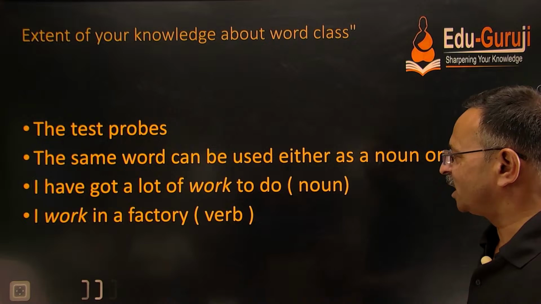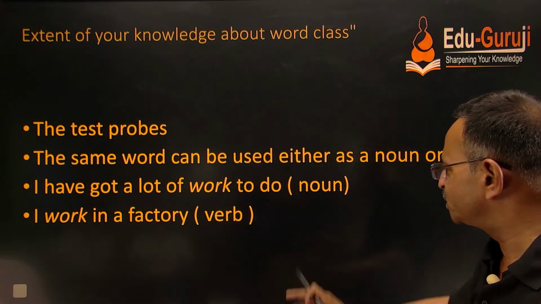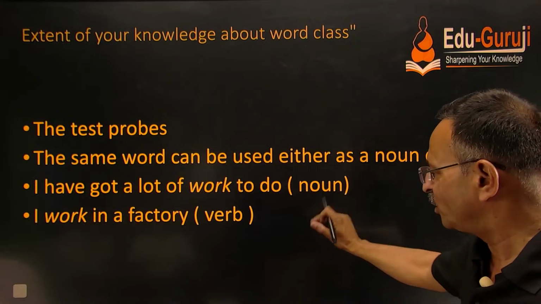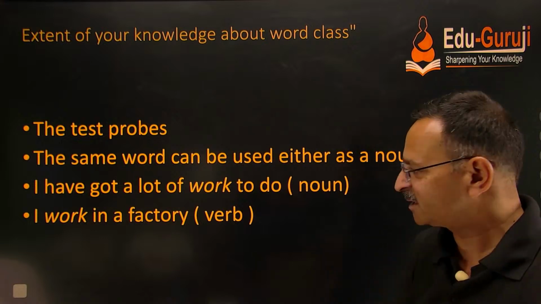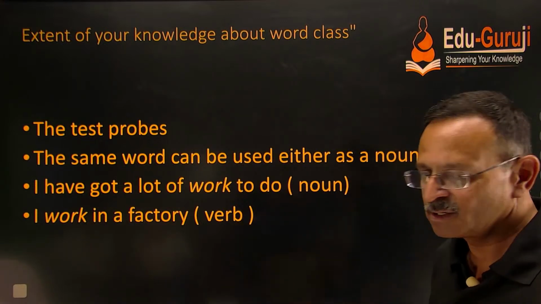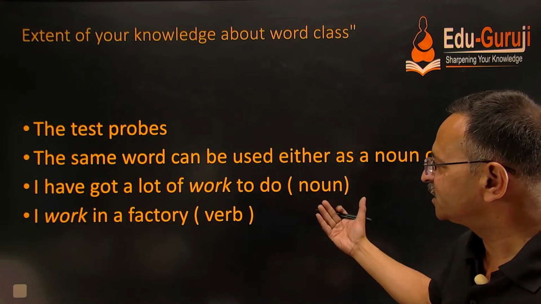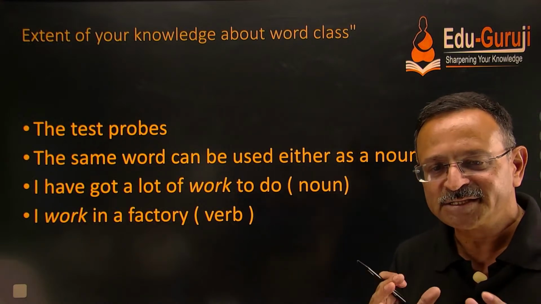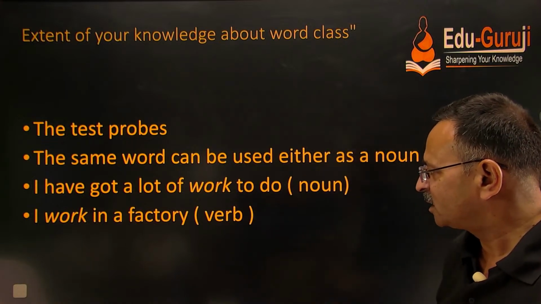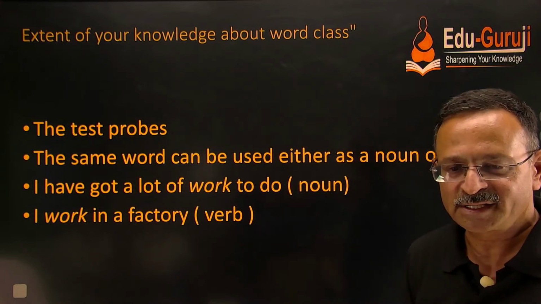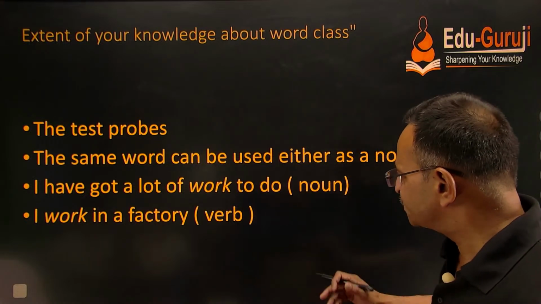It can be used as a noun, just like in "I have got work to do", and here, in "I work in a factory", we are using it as a verb. So you can appreciate that we are using the same word without changing the form. So it can be used as a noun as well as a verb. I hope it is clear to you. Let's move ahead.